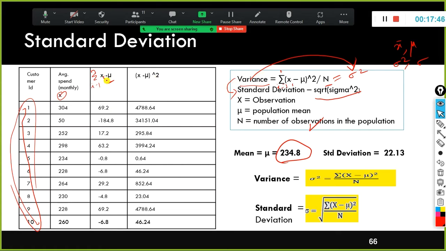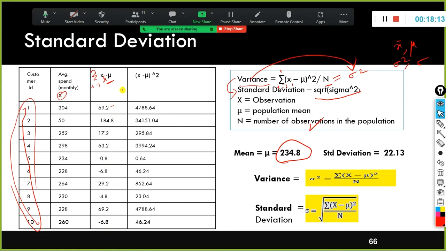So this is my xi. For each and every value I need to subtract. So 304 minus the mean value. In this case, the x value is 50. The x value is smaller than my mean value, hence I'm getting negative 184.8. So everything is fine. We have plus values and negative values also. You need to notice this very carefully here.